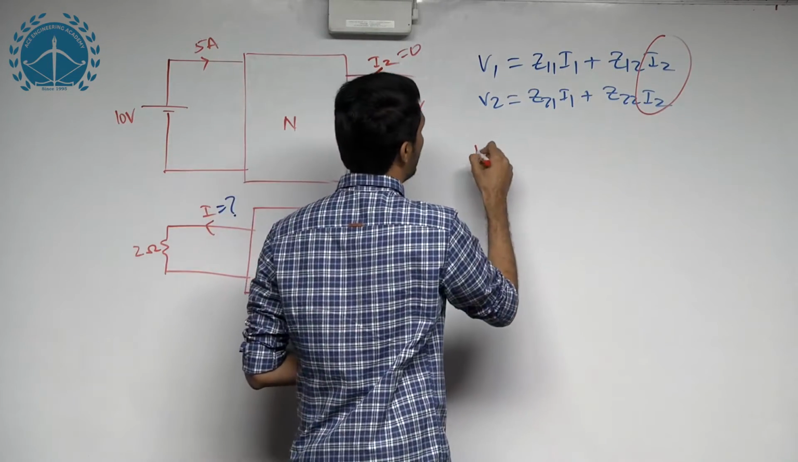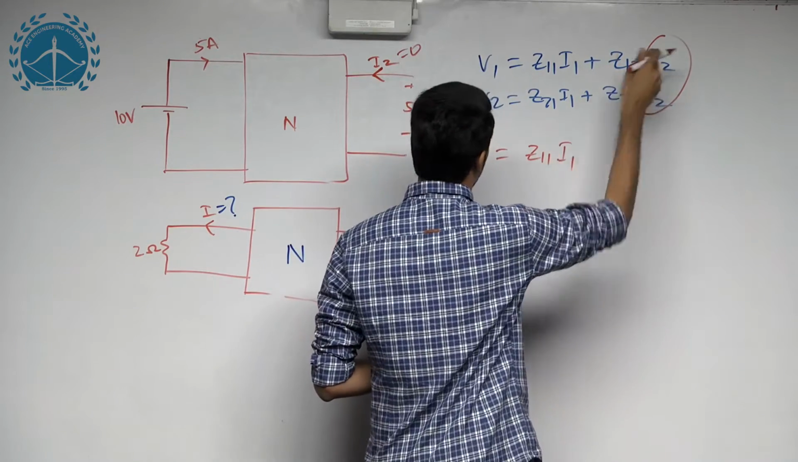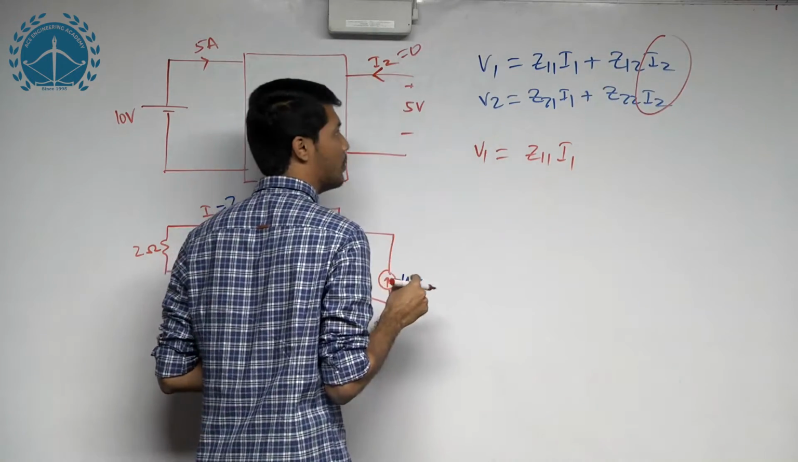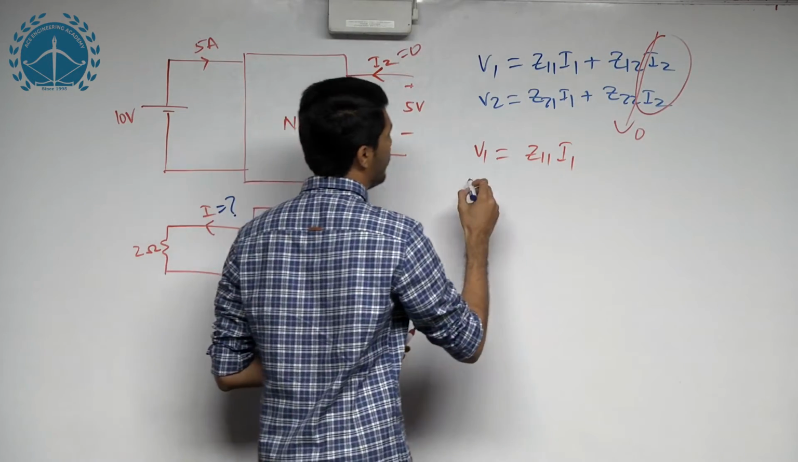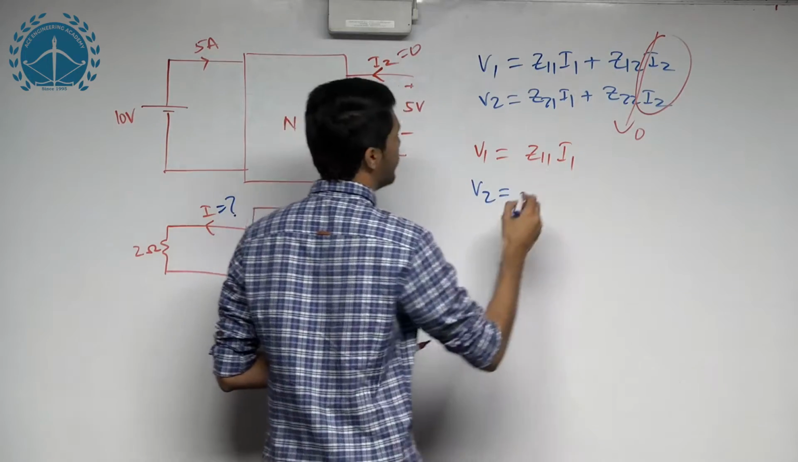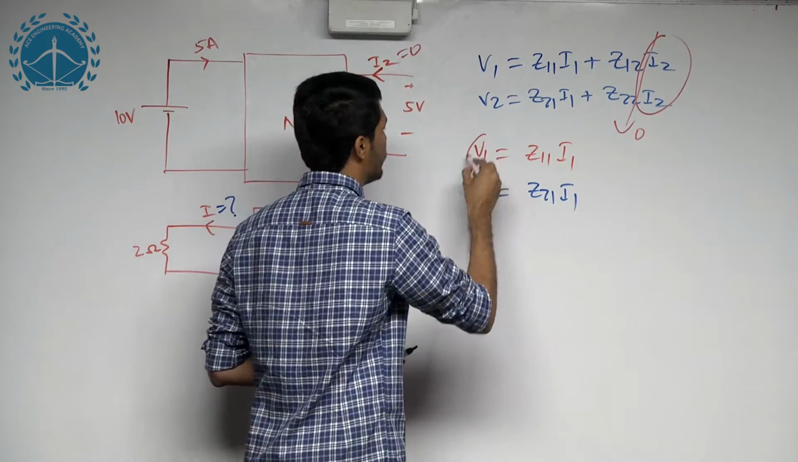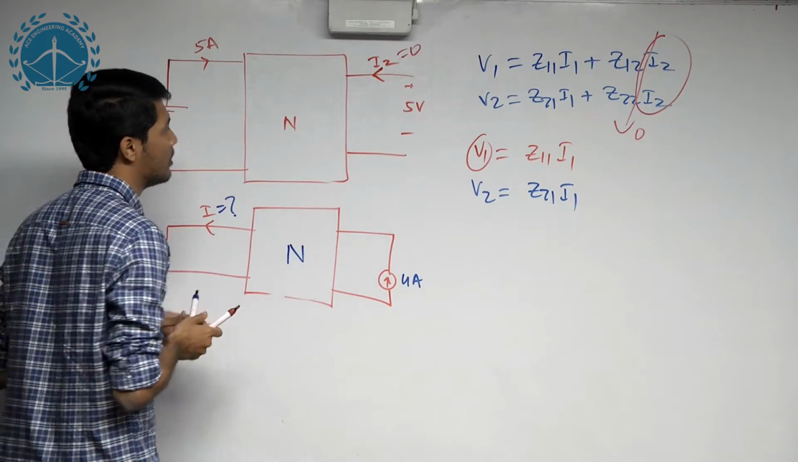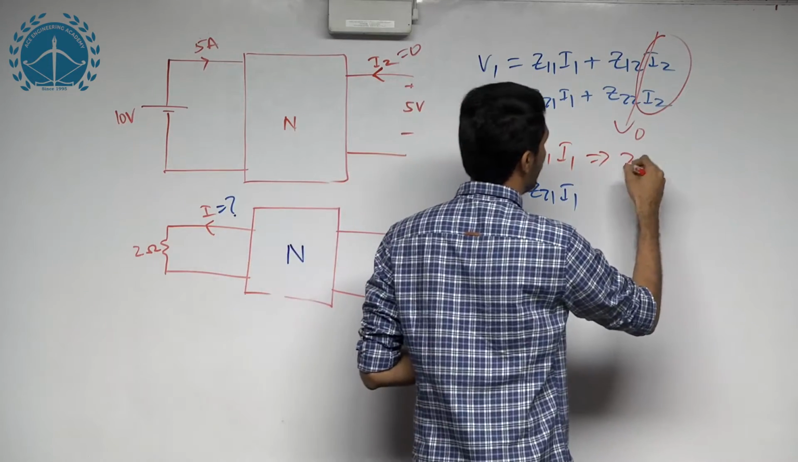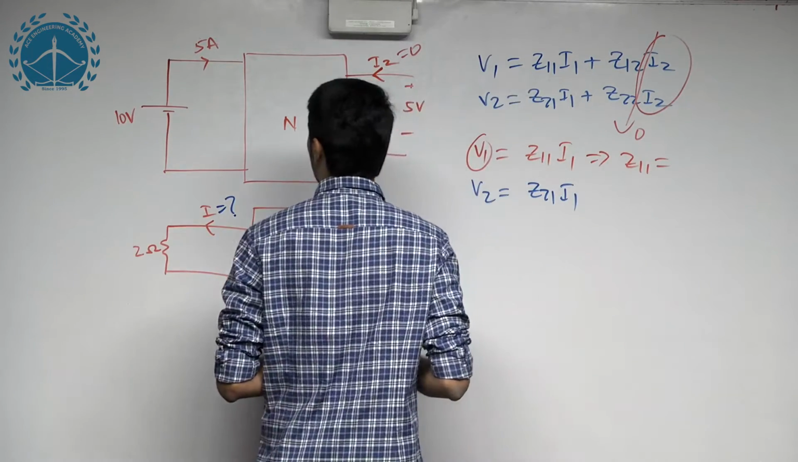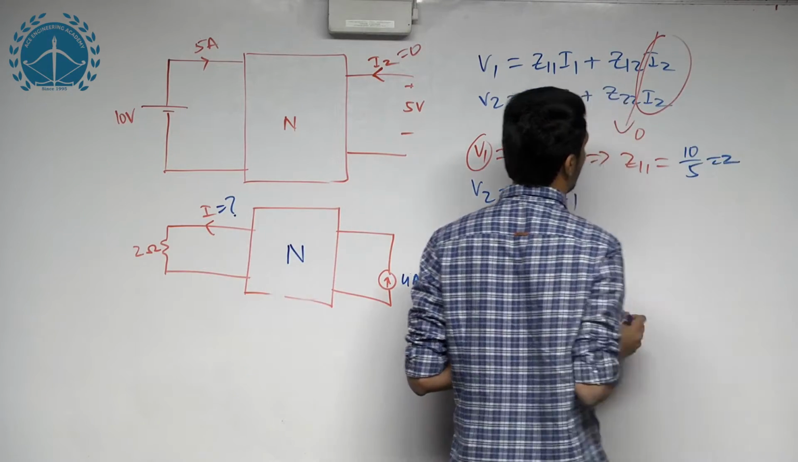This I2 is 0 because the terminal is open. So we have V1 is equal to Z11 I1, because port 2 is open and the other term cancels out, and V2 is given as Z21 I1. From this, we know the value of V1, which is 10 volt, and I1 is given as 5 amperes. So Z11 is equal to V1 by I1, which is nothing but 10 by 5, that is equal to 2.